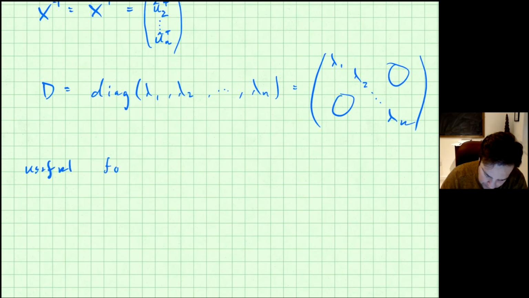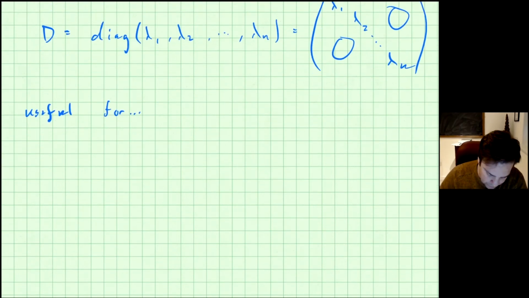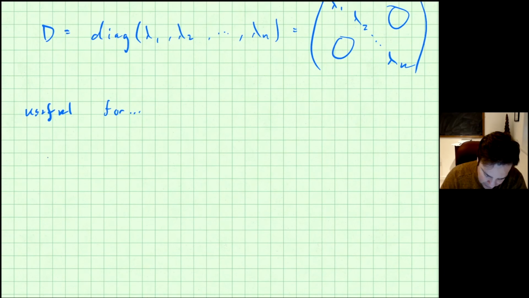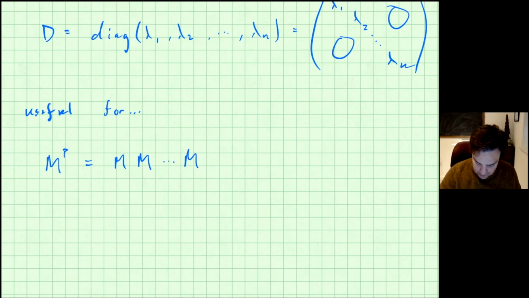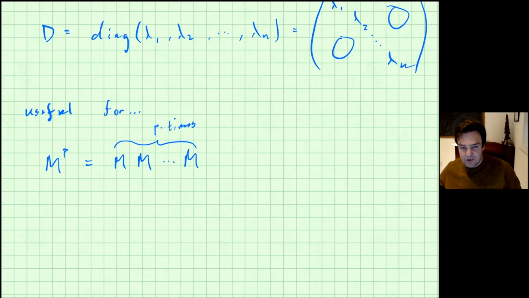So this is useful for the following thing. Let's suppose you want to take that matrix M and you want to raise it to a power P. What that means is that you multiply it by itself P times. So M times M dot dot dot times M, and there's P of these. Right, so P copies of M multiplying against each other.